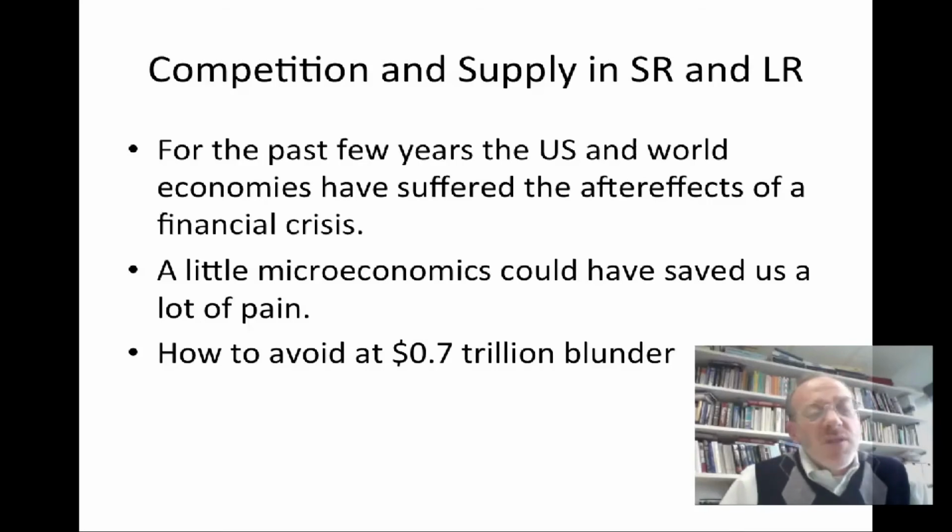For the past few years, we're sort of coming out of it now, but for the past few years, the U.S. and the world economies have suffered the after effects of really a huge financial crisis. Now, I'm going to make the argument that a little bit of microeconomics of the sort that we're covering in this module could have saved us a lot of pain. And so let me go ahead and be bold and say how we could have avoided a $0.7 trillion blunder. Of course, that's a bit of an exaggeration, but that's okay.